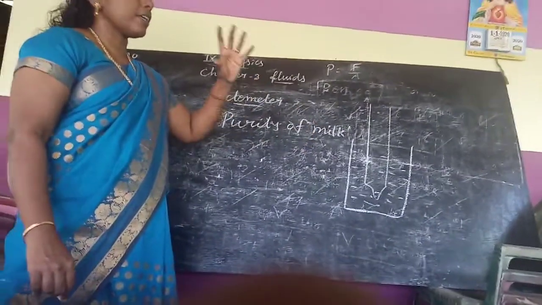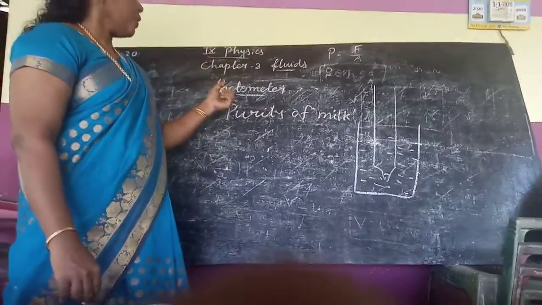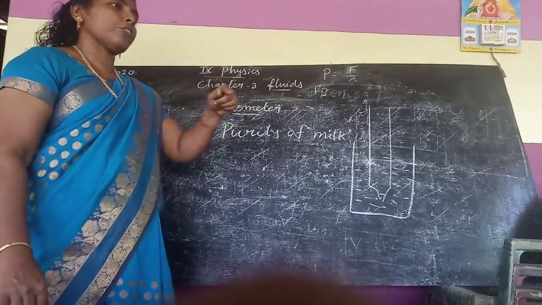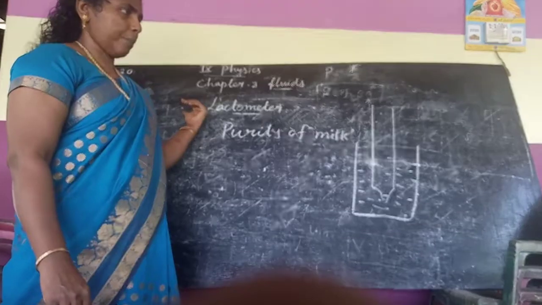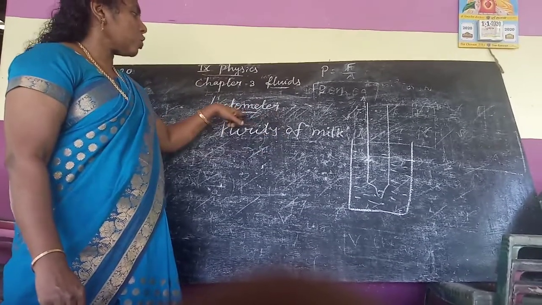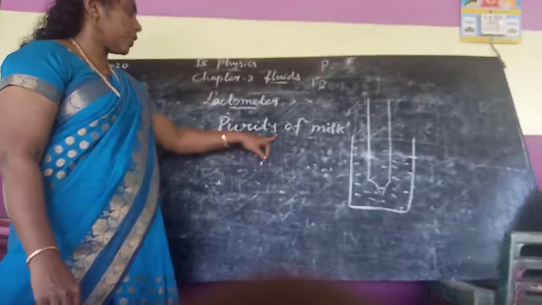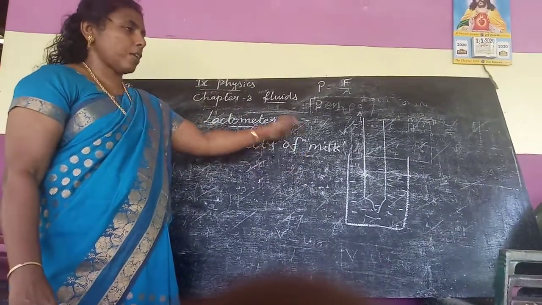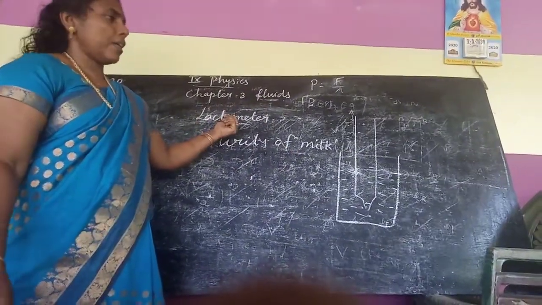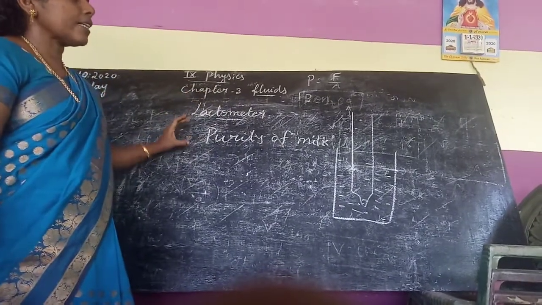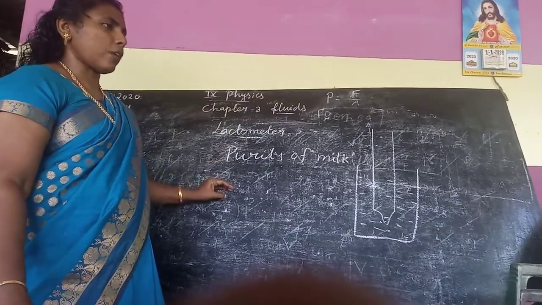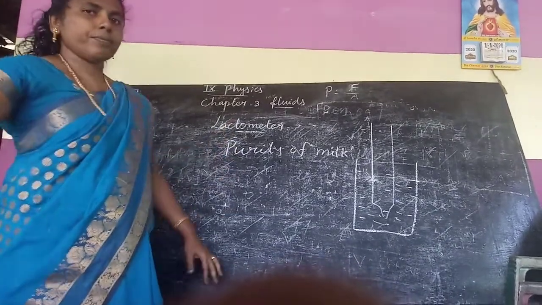To find the purity of milk, which instrument is used? Lactometer. To find the relative density of a liquid, which instrument is used? Hydrometer. Purity of milk, which instrument? Lactometer. That's a one word question. So the dash instrument is used to find the purity of milk. Which one? Lactometer. Now we can study the construction of a lactometer and how the lactometer works.